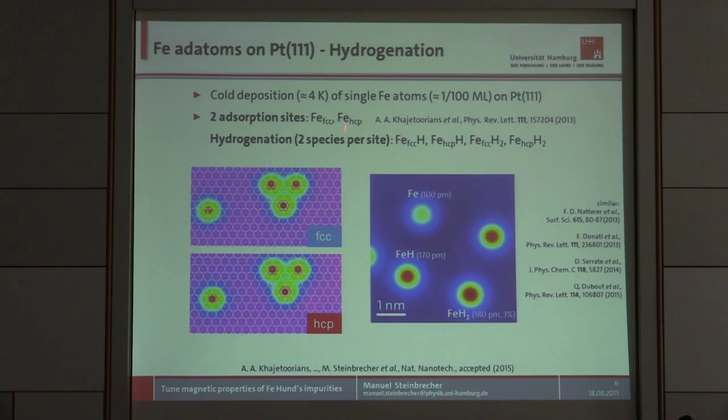So we end up in total with 6 different species on our system, and similar observations have already been done in the group of Harald Brune and also by Markus Ternes. And we can then also place our STM tip above these hydrogenated atoms, apply a voltage pulse of something like 500 millivolts, and remove the hydrogen to end up with a bare and clean iron atom again.